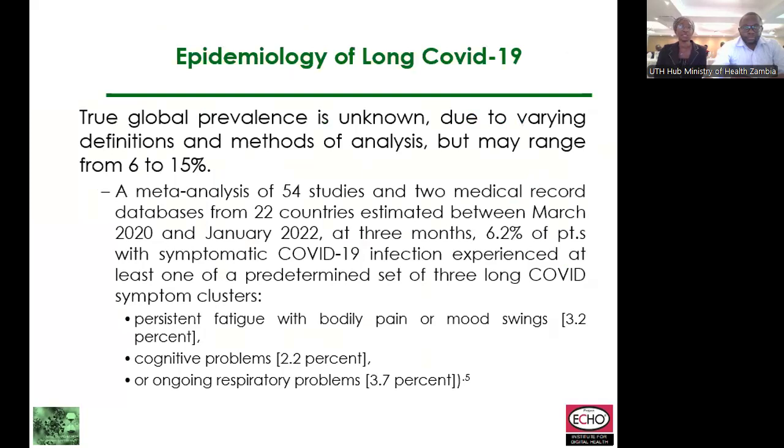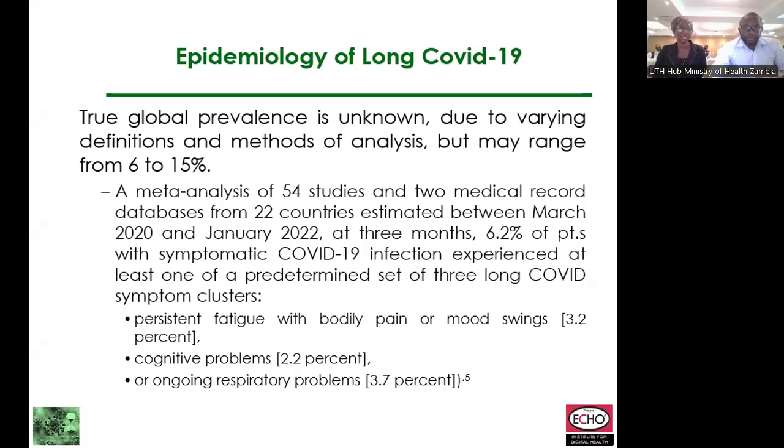So this is just to say, how much COVID do we have in the world? Amongst most countries, when we put everybody together, we find that most populations have between 6 to 15% of the population developing long COVID.